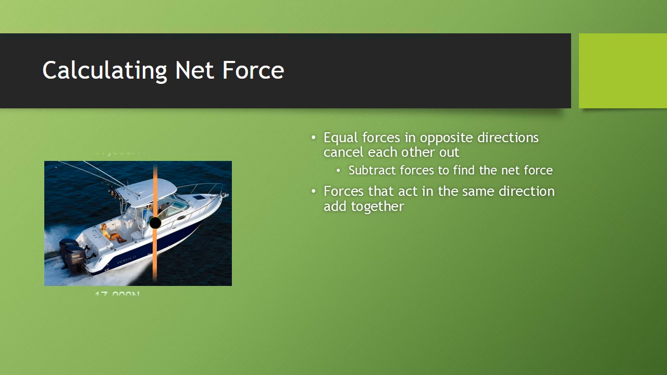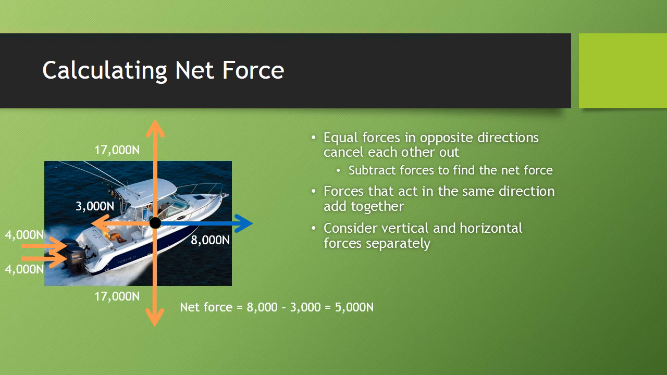Let's look at this boat. It's not really moving up or down. The weight force is equal to the buoyancy force, 17,000 newtons each. Therefore, there's no net force acting up or down. But if these two engines are giving out 4,000 newtons of thrust each, we can combine that thrust to give us 8,000 newtons total thrust, and if there's 3,000 newtons of drag, that means the net force is 5,000 newtons to the right. And notice here how I've thought about the horizontal forces and the vertical forces separately.